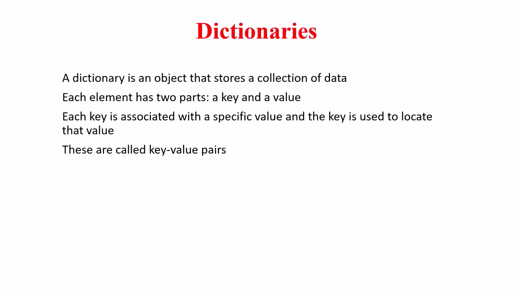A dictionary is an object that stores a collection of data. Each element has two parts, a key and a value. Each key is associated with a specific value, and the key is used to locate that value. These are called key-value pairs. It's kind of like an array, kind of like a list, kind of like a list box. You can see a lot of similarities when we look at it.